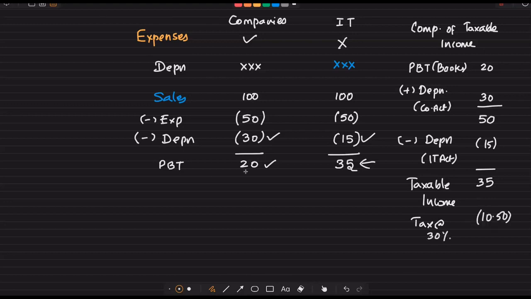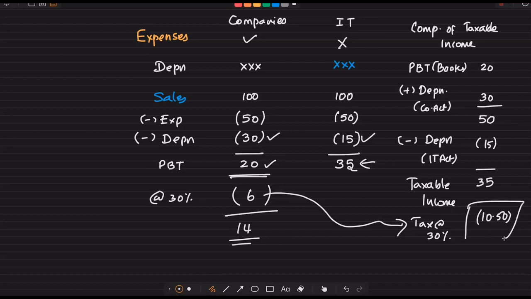So look how it is different. The profit before tax is 20. So on this 20, if you are going to calculate the tax at the rate of 30%, you will work out tax as 6 and you will have profit after tax as 14. But actually the tax is how much? 10.5. It is 4 higher than this. If figures are in crores, then it means you are doing a grave mistake by not recognizing this. Okay. So please have this realization.